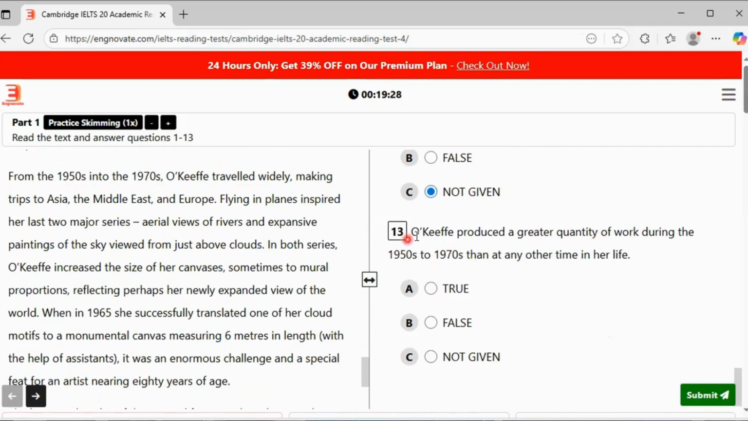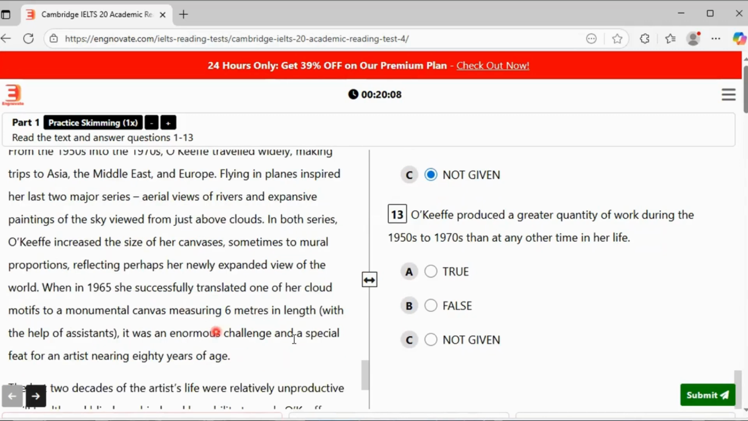Number 13. O'Keeffe produced a greater quantity of work during the 1950s to 1970s than at any other time. So look at it here. From 1950 to 1970, O'Keeffe traveled widely, making trips to Asia and flying in planes, which inspired her last 2 major series. In both series, O'Keeffe increased the size of her canvas, sometimes to mural proportions, reflecting perhaps a newly expanded view of the world. When in 1975 she successfully translated one of her cloud motifs into a monumental canvas, it was an enormous challenge and a special feat.